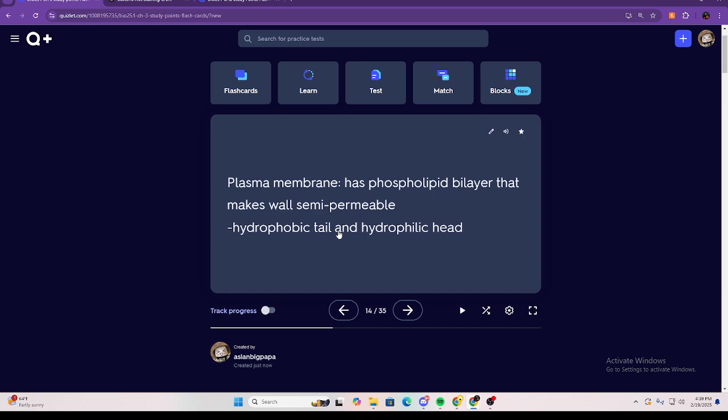Describe the molecular features of phospholipid molecules. So plasma membrane, like I said, has a phospholipid bilayer that makes the wall semi-permeable. And that's made out of a hydrophobic tail, which is pointing towards the inside of the membrane, and then a hydrophilic head, which is towards the outside of the cell membrane.